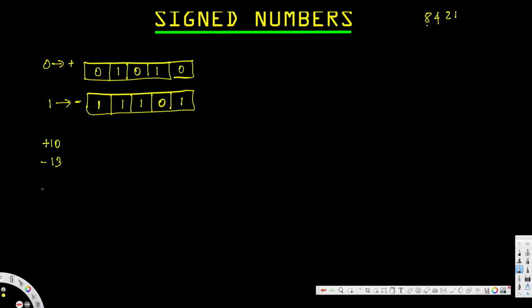Okay, so let's say we have negative 18. It doesn't fit here, because 1 bit is for the sign, and if we add these 4 together, we get 8 plus 4 is 12, 12 plus 2 is 14, 14 plus 1 is 15. 15 is the maximum number we can put in here, right? So this one doesn't fit.